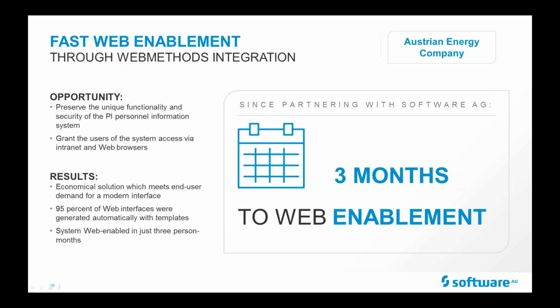So the fourth example that we have is actually from an Austrian energy company, and you might have guessed by now, Software AG is a European company. So we are lucky to have a lot of customers in the US and a lot of customers out in Europe as well. And this Austrian company is a service provider, basically focusing on the energy industry and also on urban services.